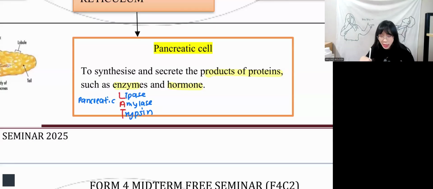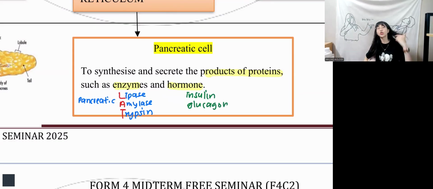Lipase, amylase, trypsin. The function of lipase is to break down your lipid into fatty acid and glycerol. Pancreatic amylase is to break down starch into maltose. Trypsin is to break down polypeptide into dipeptide. Okay, so the 3 enzymes. You will learn this in, maybe you already learned it, chapter 4, chapter 5, and chapter 9. We have 2 hormones here. The 2 hormones are insulin and glucagon. What is the function of insulin? It is to reduce blood sugar level. Glucagon is to increase blood sugar level.